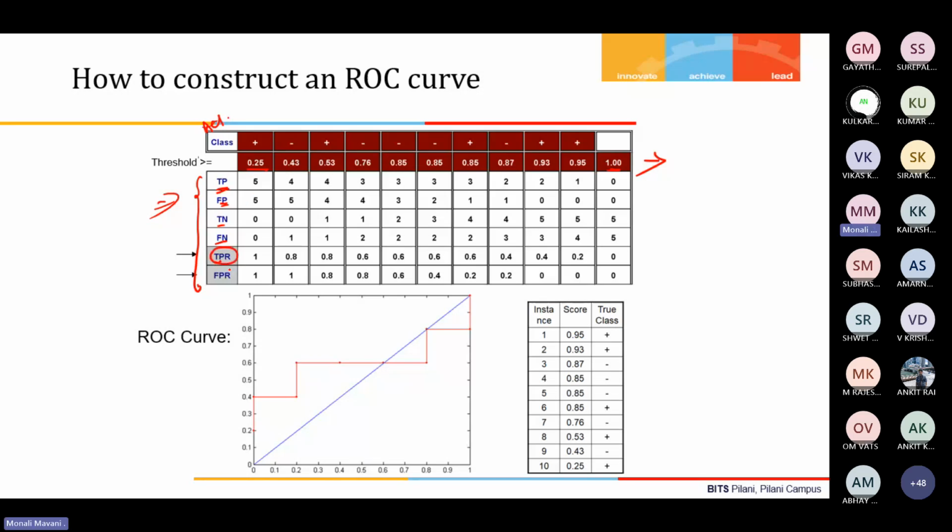Here we are calculating TPR and FPR because I want to draw this ROC curve. For that, I need just TPR and FPR. So how is it done?